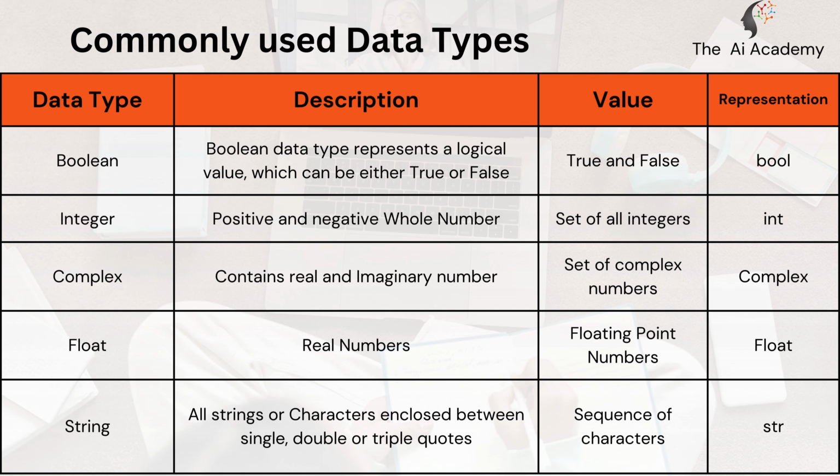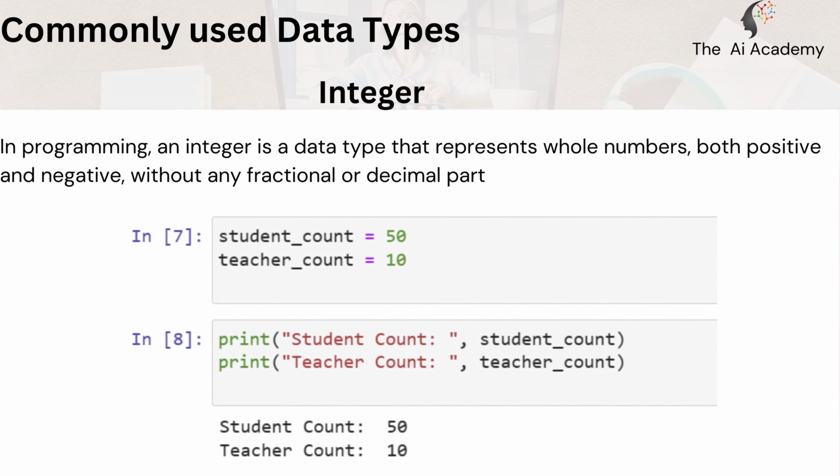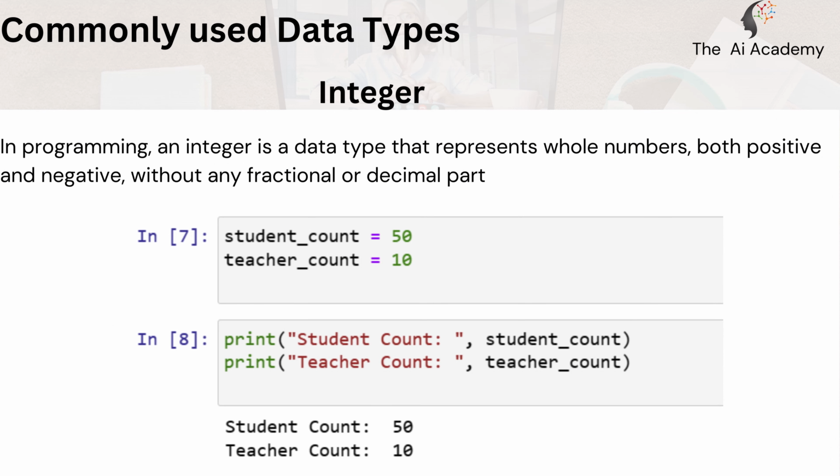Integer. In programming, an integer is a data type that represents whole numbers, both positive and negative, without any fractional or decimal part. The integer data type is typically used to store and perform operations on whole number values. In Python, the integer data type is represented by the letters int. When you assign a whole number value to a variable, Python automatically recognizes it as an integer data type. Let's break down the example.